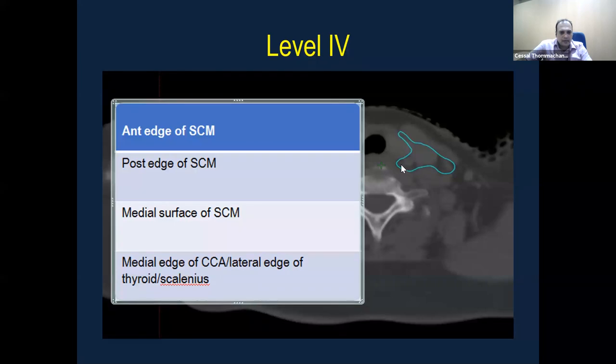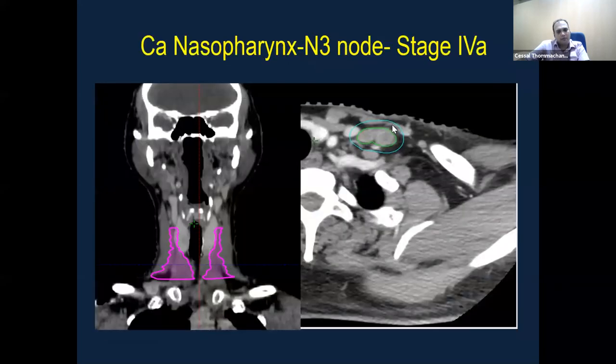Medially, it is formed by the medial edge of the common carotid artery, the lateral edge of the thyroid gland, and also the scalenus muscle. The lateral edge is formed by the medial edge of the sternocleidomastoid. This is level 4. If you are taking 2.5 mm cuts, then it becomes 8 cuts above the sternoclavicular joint. That forms the caudal limit of the level 4 lymph nodes.